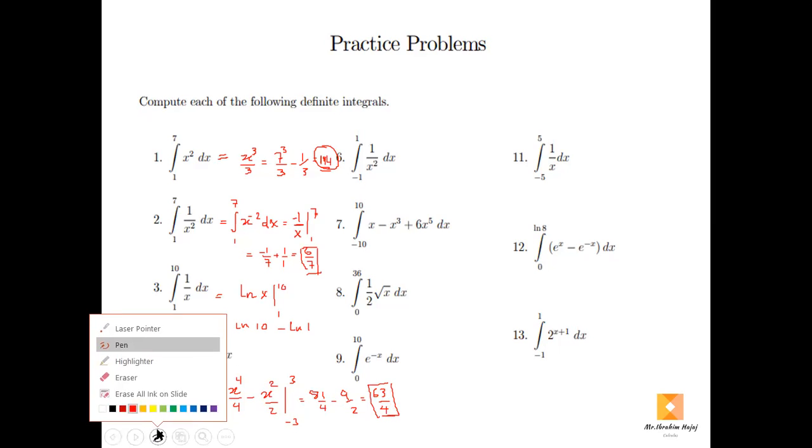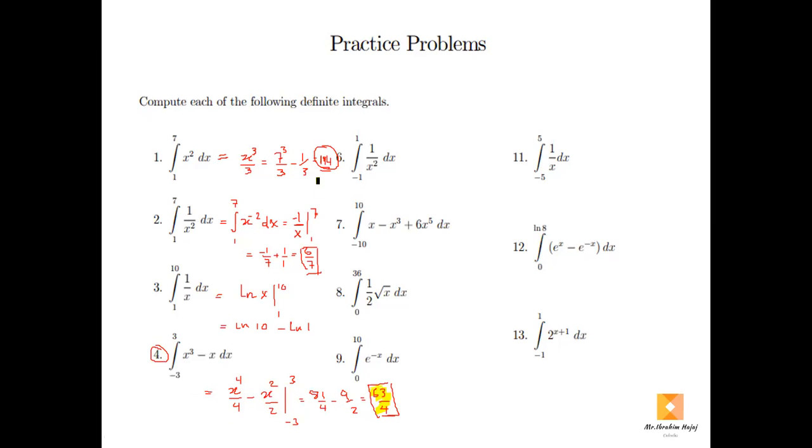Then minus the value at negative 3: negative 3 to the power of 2 is 9, and negative 3 to the power of 4 is 81, so 81 over 4 minus 9 over 2. So the answer is 0.